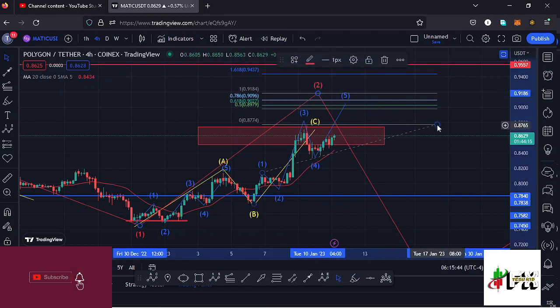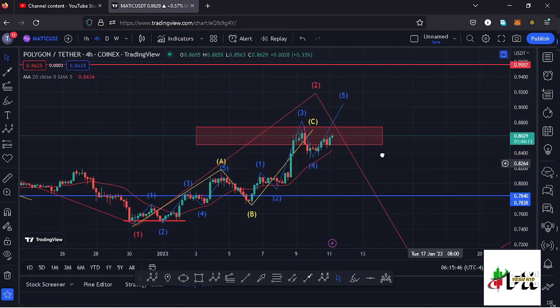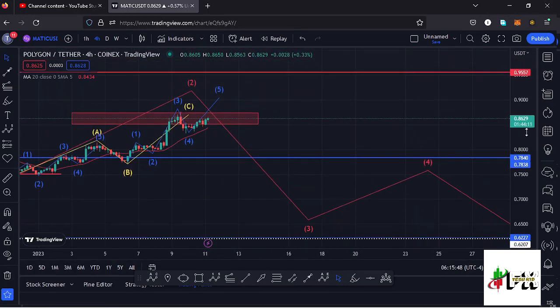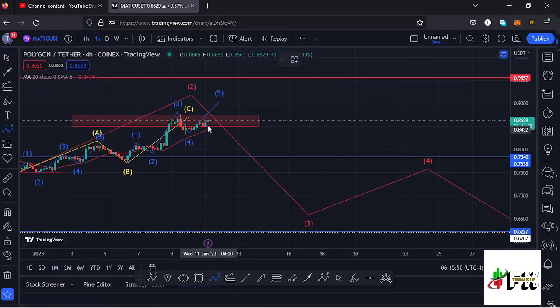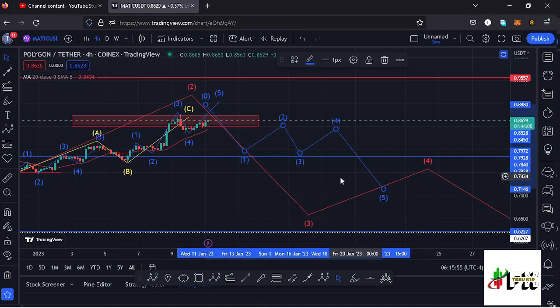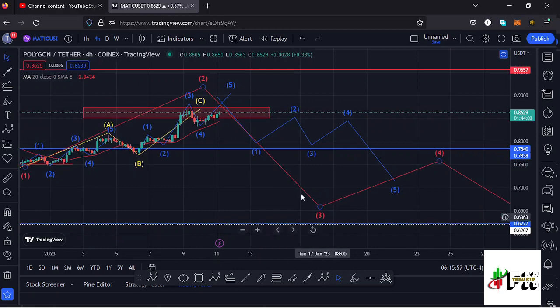Then from there we can expect a 5-wave structure to the lower side in the formation of this wave 3. So once that plays out, I'll be expecting a 5-wave structure right here, having the wave 5 of this Elliott wave structure completing the formation of this wave 3 to the lower side.